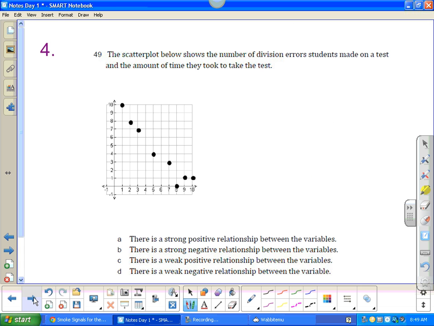So if we look at this graph right here, it says the scatter plot below shows the number of division errors students made on a test and the amount of time they took to take the test. So the number of division errors and the amount of time.